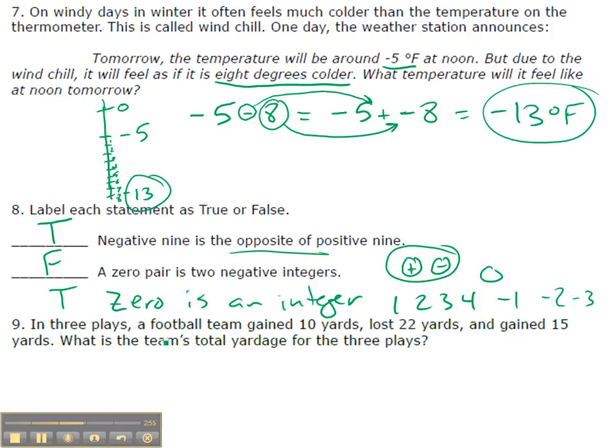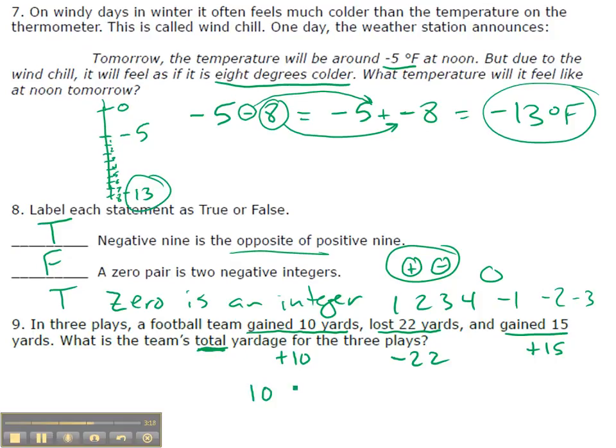Okay, number 9. In 3 plays, a football team gained 10 yards. If we represent that as an integer, that would be +10. Lost 22 yards, that would be -22. And gained 15 yards, that's +15. What is the team's total yardage? Now when you see that keyword total, you know you're adding. So we're going to add the yardage from these 3 plays.